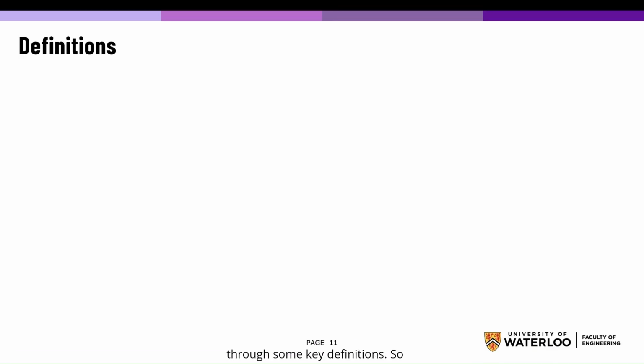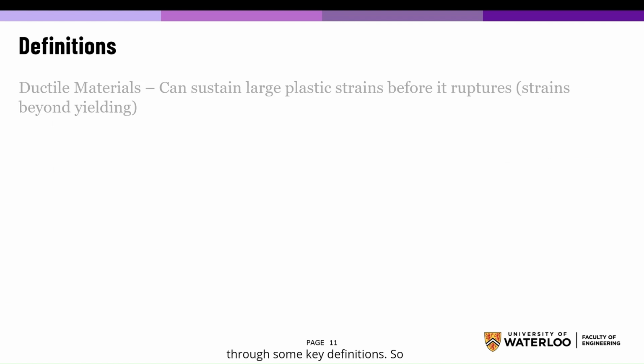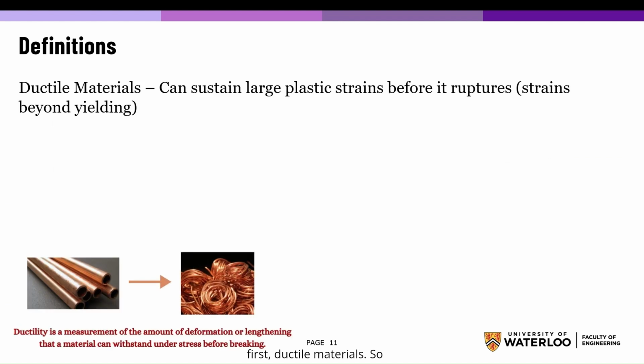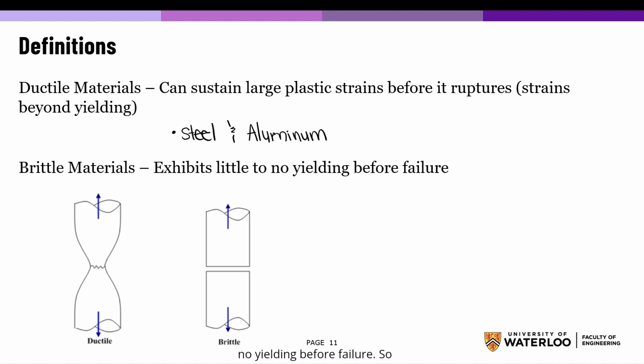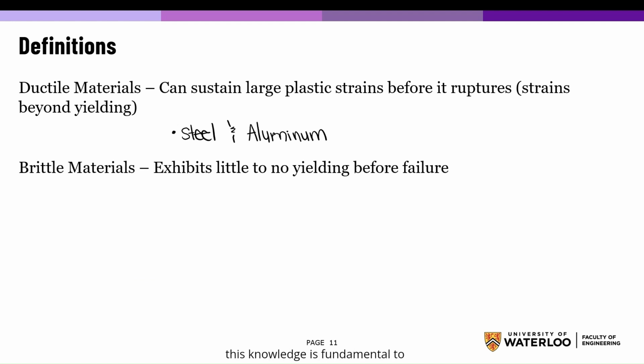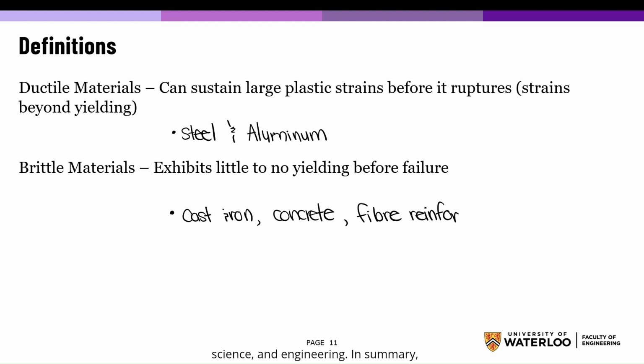Lastly, let's get through some key definitions. First, ductile materials. Ductile materials can sustain large plastic strains before they rupture, so strain beyond yielding. And brittle materials exhibit little to no yielding before failure. This knowledge is fundamental to understanding how materials perform and is key in structural design, material science, and engineering.